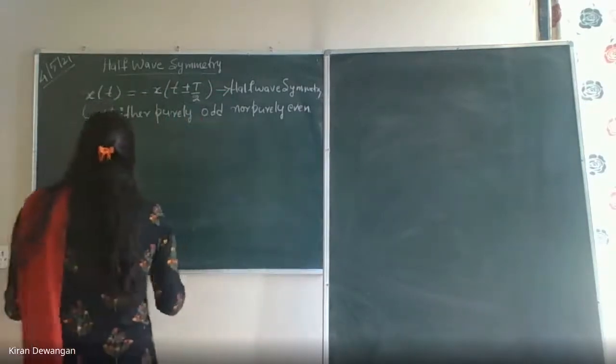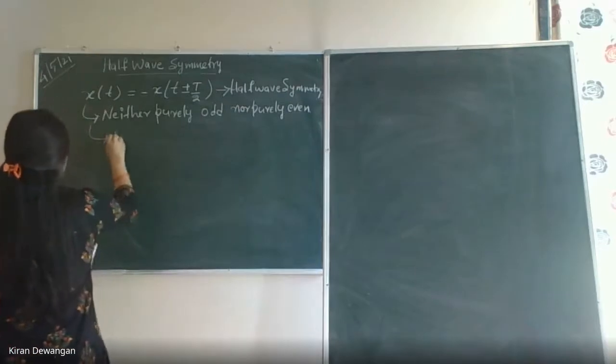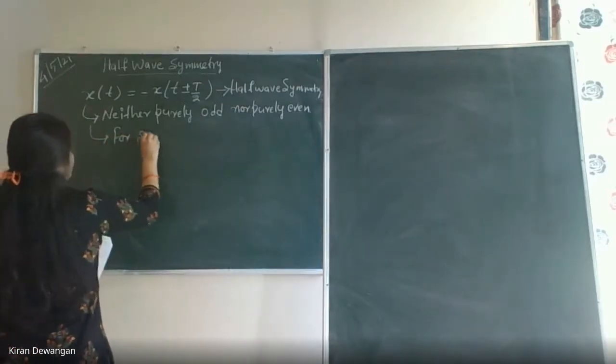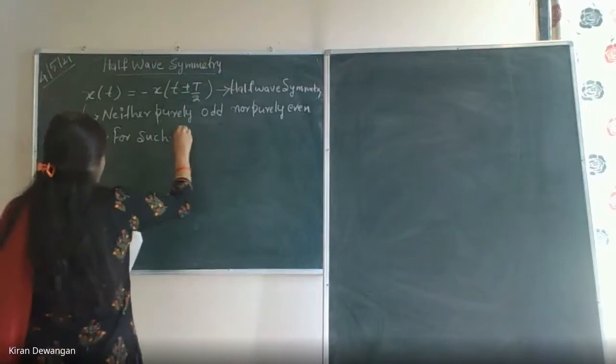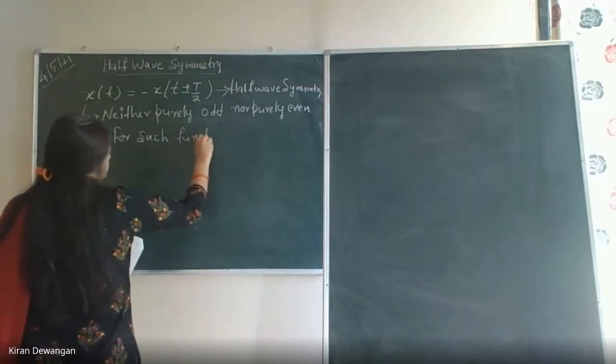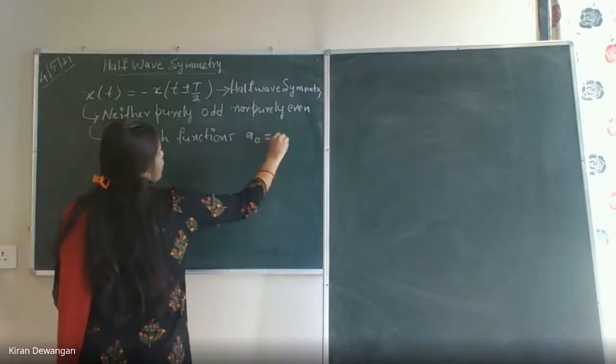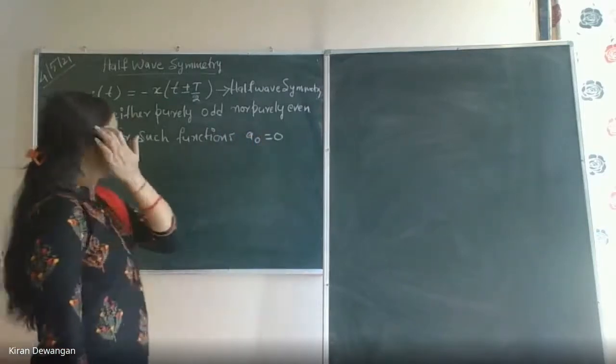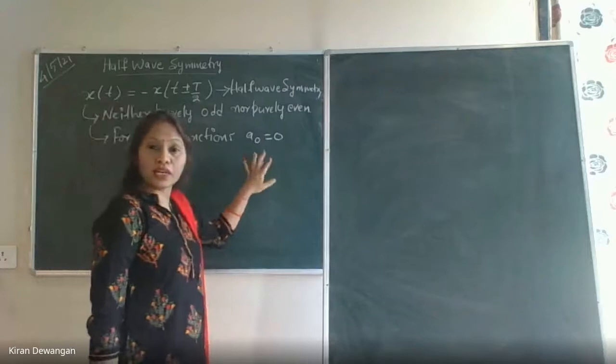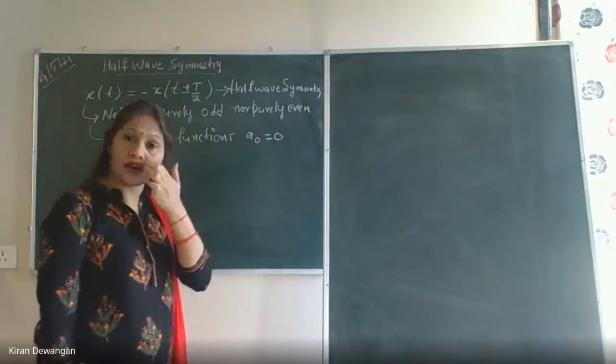Now for such functions, A naught will always be 0. We have already studied that A naught will always be 0 in the case of half wave symmetry.